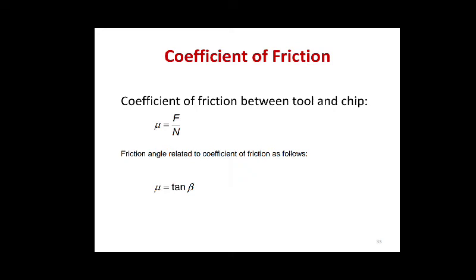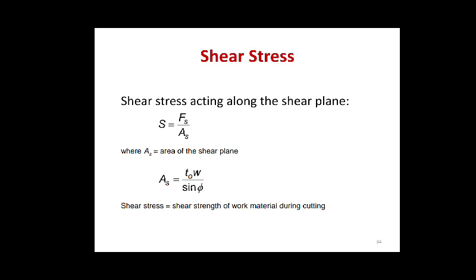And shear stress. So here shear stress acting along the shear plane, that is S, is equal to Fs upon As. As is nothing but the area of the shear plane, so As is equal to t0 W upon sin phi. Shear stress is equal to the shear strength of the work material during cutting.